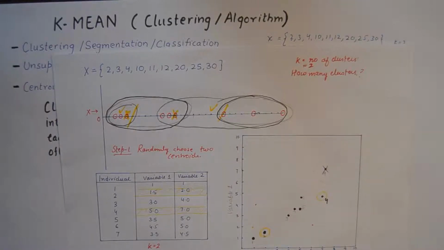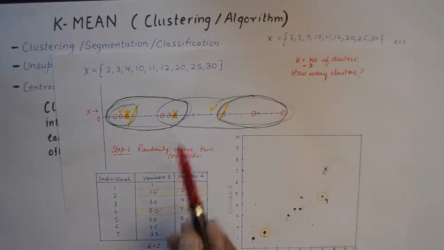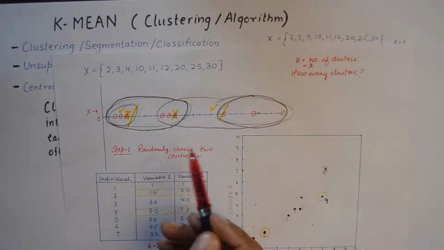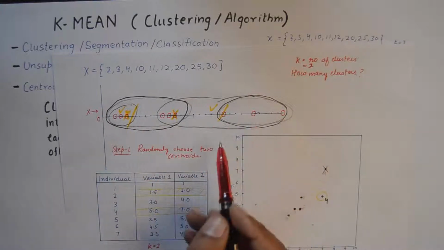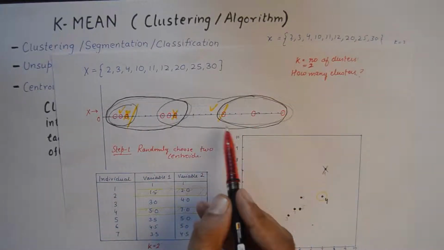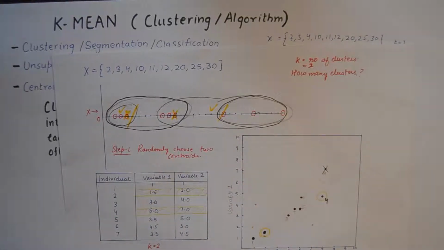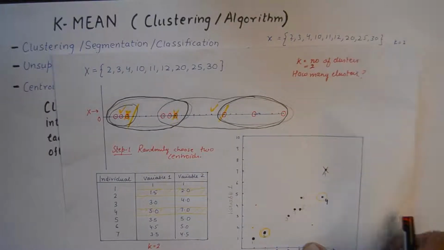In the first tutorial we studied the basics of K-means clustering algorithm and we clustered a one-dimensional space. So we were able to cluster this one-dimensional feature space with a few data points into two parts. Now in this video we'll talk about clustering a two-dimensional space.